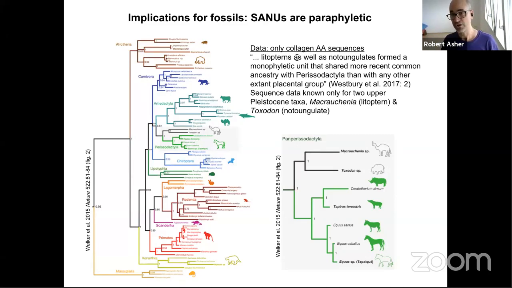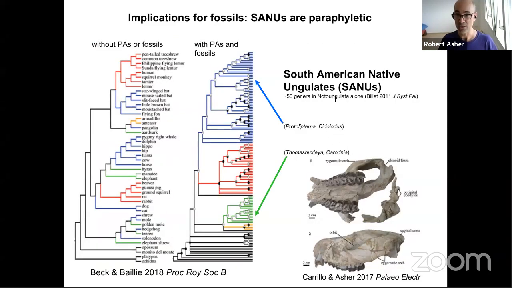But then I want to draw your attention to a quote from Westbury et al., who say that Leptopterna and all of Notoungulata form a monophyletic unit that shared more recent common ancestry with Perissodactyla. I mean, that seems to be true with the 2 taxa that were sampled, at least by Welker et al. But actually, Notoungulata alone has 50 genera. I mean, there's probably over 100 species in this group. And so that's quite a claim, isn't it? By taking a sample of 2 and saying, well, they're all monophyletic and sister to perissodactyls.